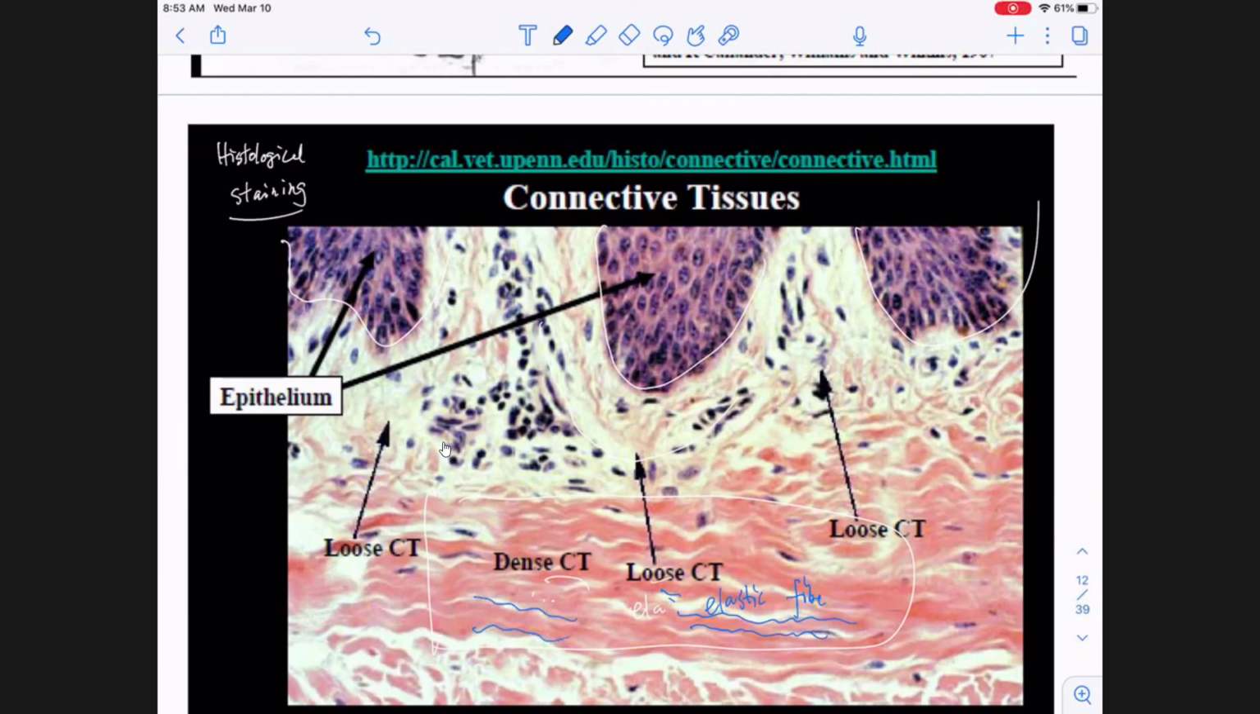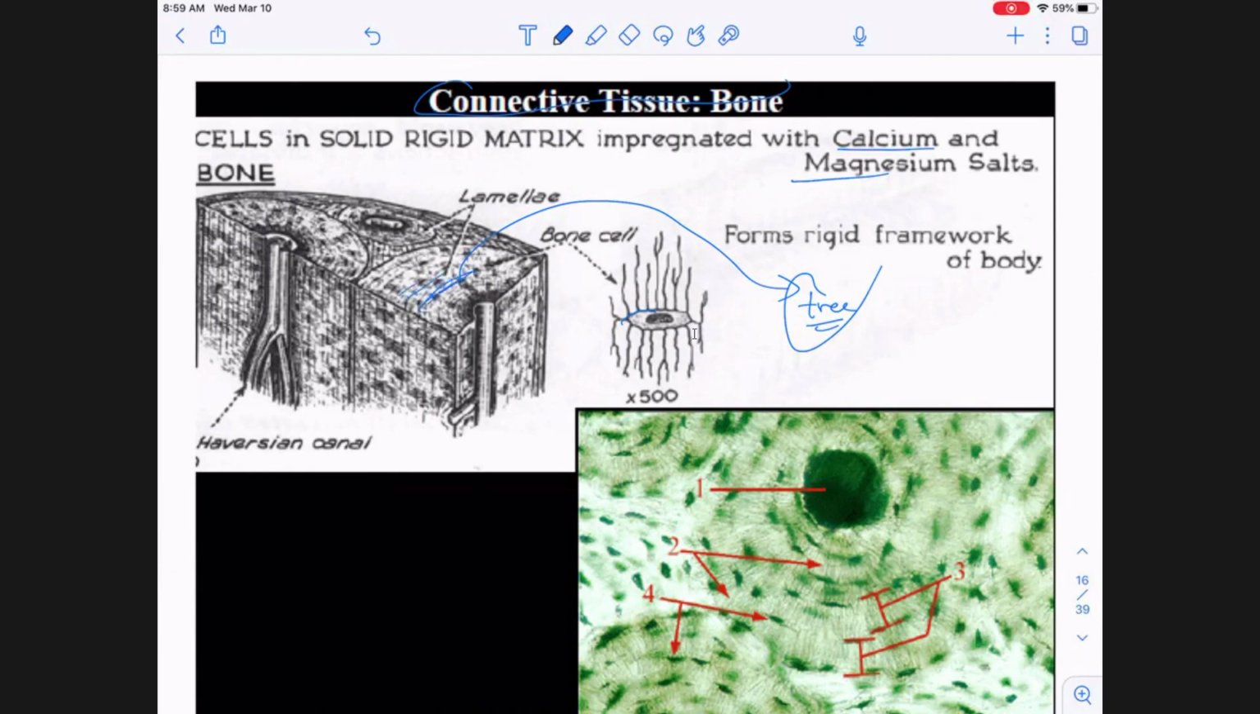That's the cells in the solid rigid matrix that's impregnated with calcium and magnesium salts, to get staining pictures. You will see the bone cells, the osteoblast. So which look like what? A tree, right? With a ring structure. That's nature's most amazing thing. You can also make a connection between all living biological systems and other natural systems. So that's a lot of bone cells.